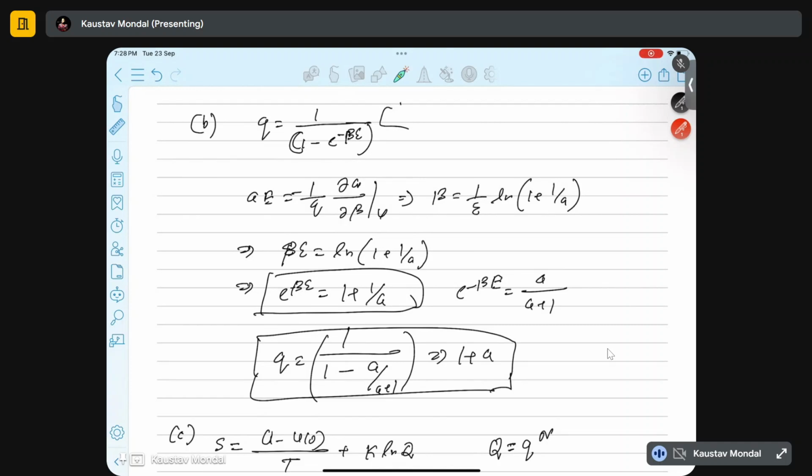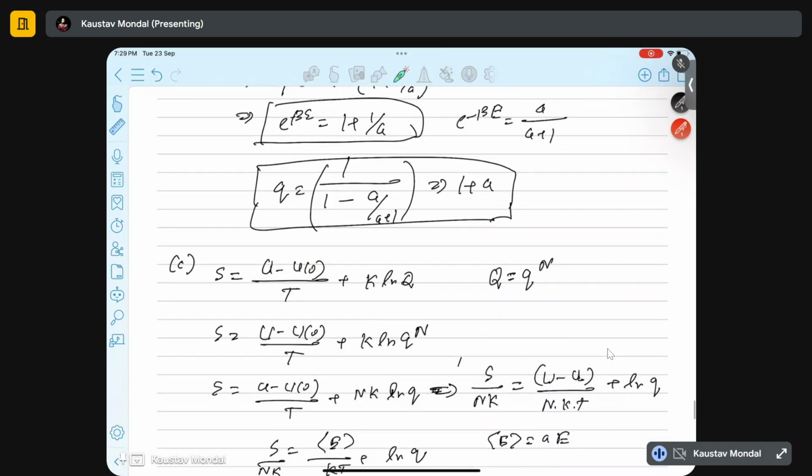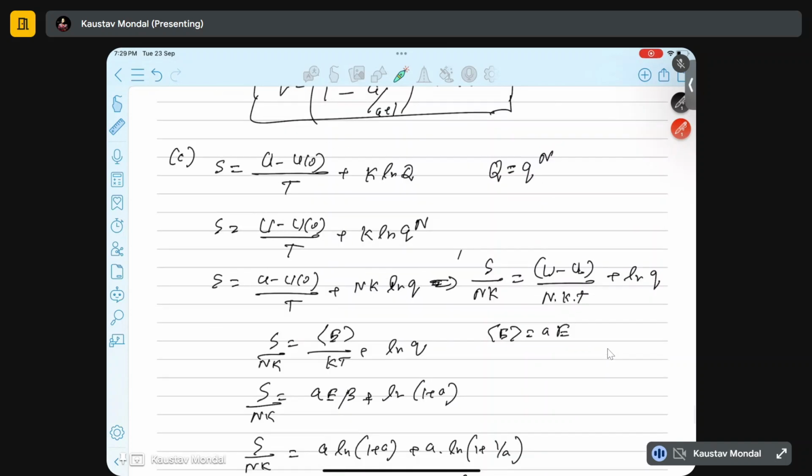So we simply put the mean energy equal to this expression that comes from the partition function, and from there we got the expression of e to the power minus beta in terms of a, a by 1 plus a, and we substitute that in the expression of the partition function, and after doing that we got the partition function as a function of a. Lastly, we have calculated the entropy.